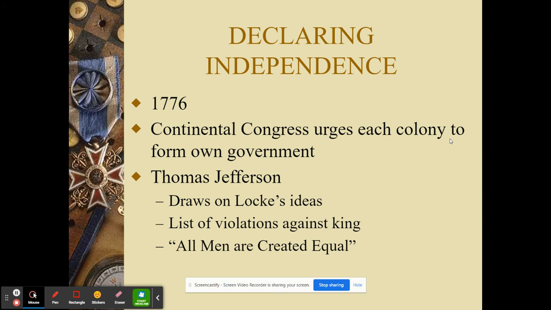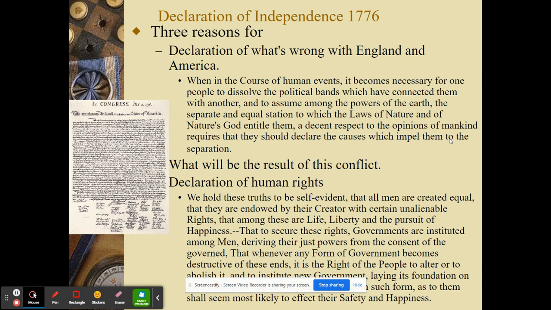It all comes down to this one document, the Declaration of Independence, signed in 1776. And basically what it states is that the purpose of a government is to protect the rights of the people. But if the government doesn't represent the rights of the people, then we have the right to dissolve that government and form a new government that does represent those rights. As we said, we hold these truths to be self-evident that all men are created equal and that they are endowed by their Creator with certain inalienable rights, and among these are life, liberty, and the pursuit of happiness.